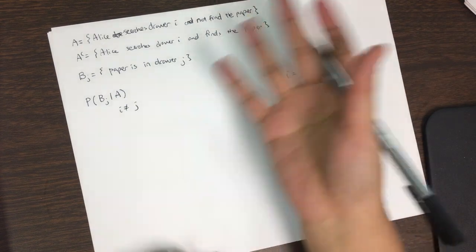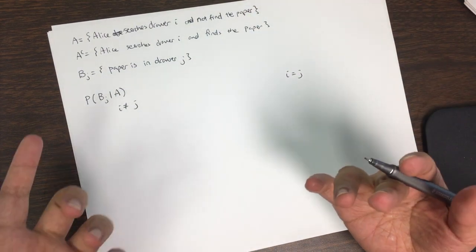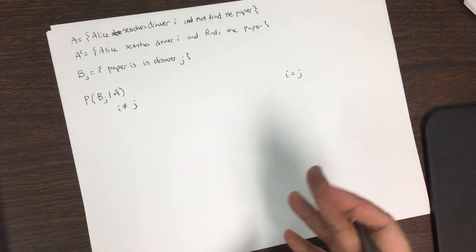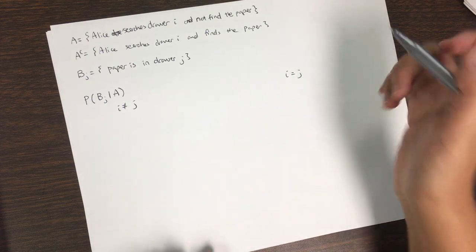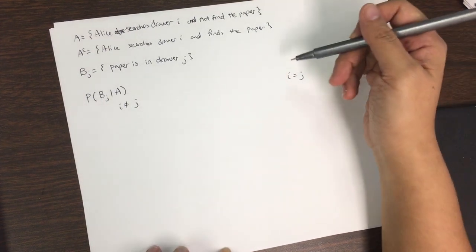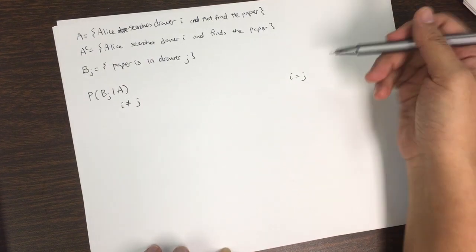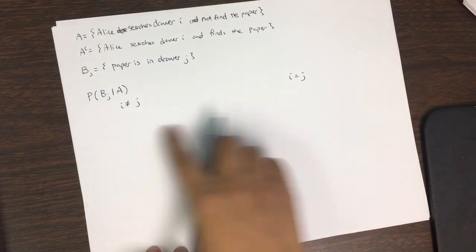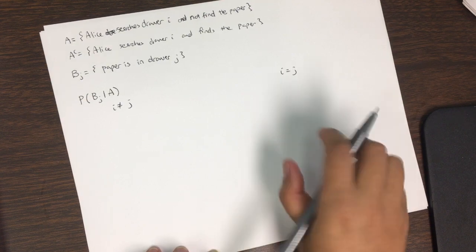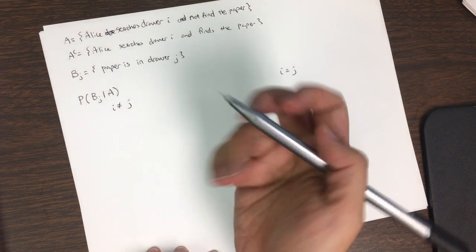So suppose Alice searches drawer number 1. The first case is, what's the probability the paper is in drawer number 2, given that she searched drawer number 1 and did not find the paper, versus what's the probability the paper is in drawer number 1, given that she searched drawer number 1 and did not find the paper. So like in the solution, we'll do this first case first.